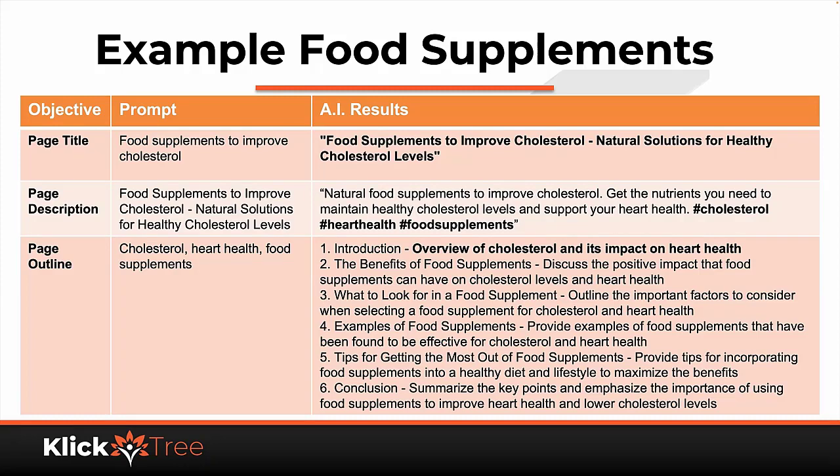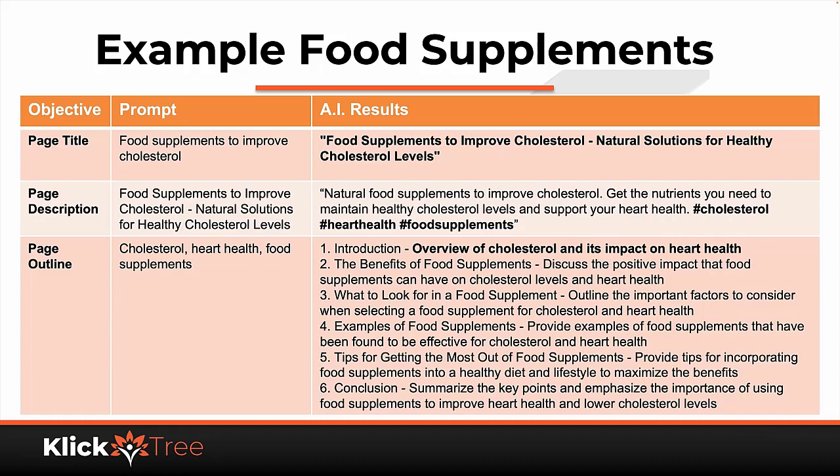I grab that title and I want the system to give me a description. So I put that title into the prompt and it gives me back a description of the page itself, that's SEO optimized. It has the tags that you need when you're in the food supplement business. Then I want to have a page outline, so I use those keywords that it just gave me back, like cholesterol, heart health, and food supplements. Those keywords I put into the prompt and it gives me the outline of my page.